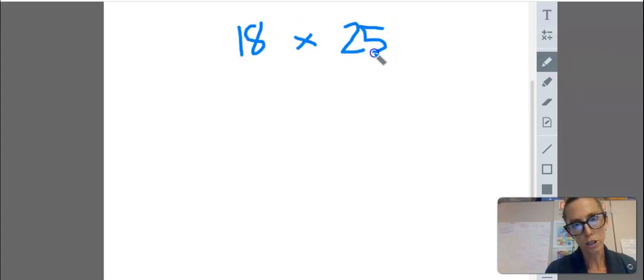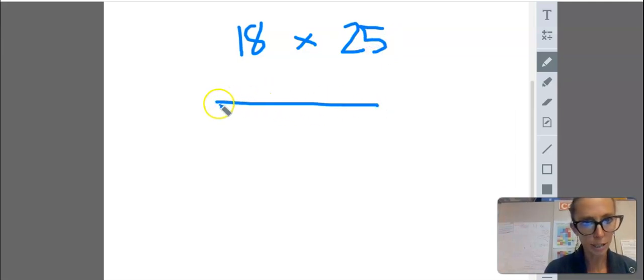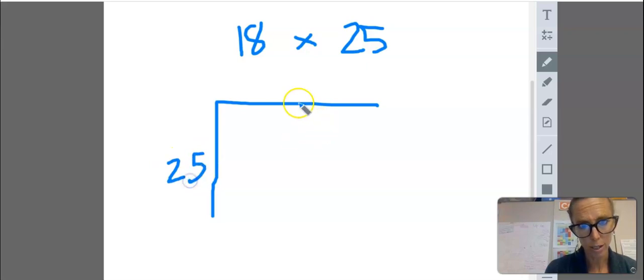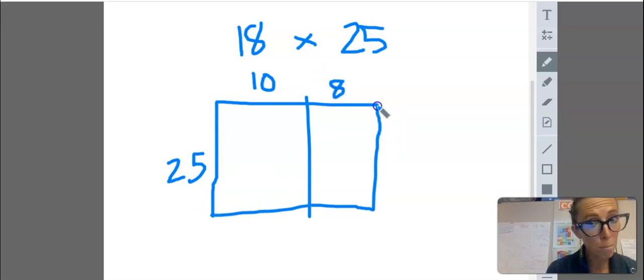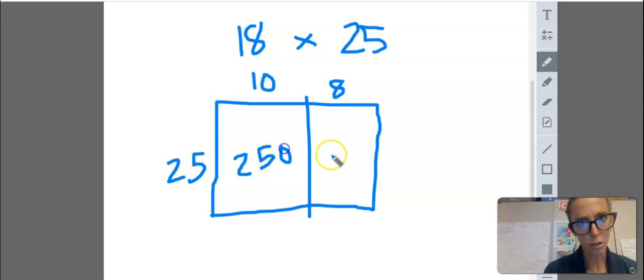So here would be an example of one, 18 times 25. When I do an area model, one side's going to be 18 and one side's going to be 25. I might decide to keep the 25, but split up the 10 and the 8. And now I only have to distribute one number through. So now I have 25 times 10, which is 250, and 25 times 8.